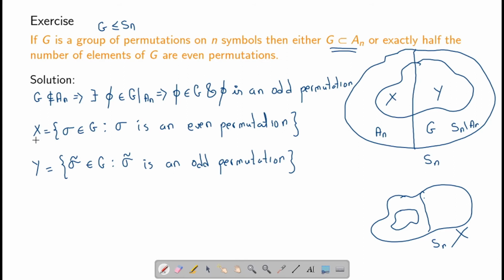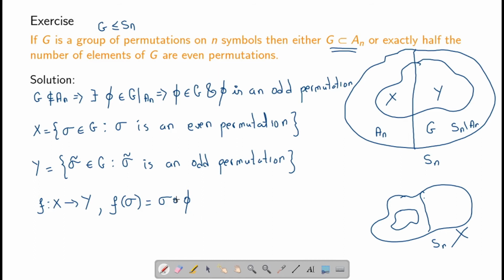Okay, so what I will be doing is I will construct a bijection from X to Y. If I have a bijection from X to Y, it means that the number of elements in X is the same as the number of elements in Y, and that will prove a theorem. So we can define a function, say f, from X to Y, where f of sigma is equal to sigma composition phi.